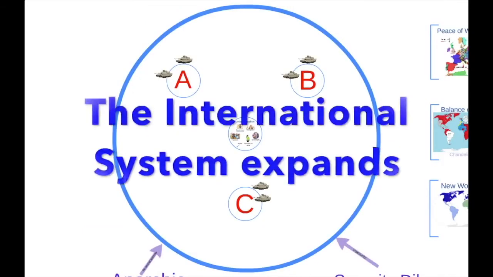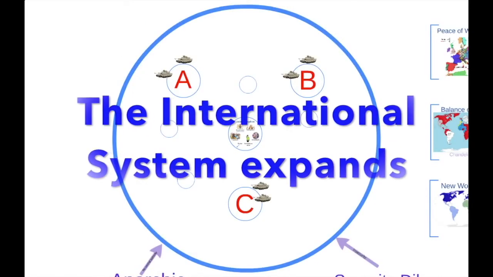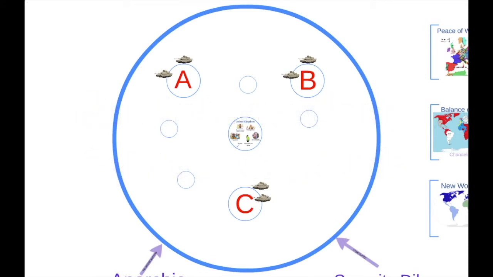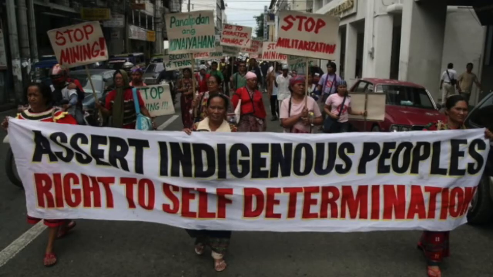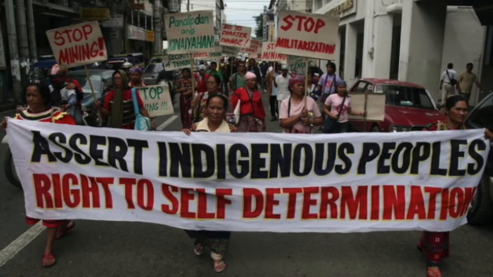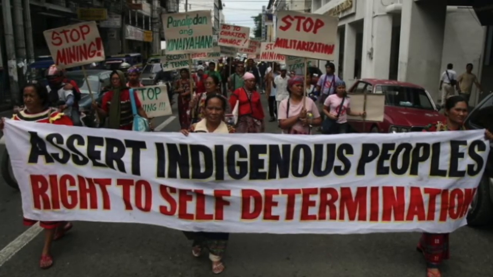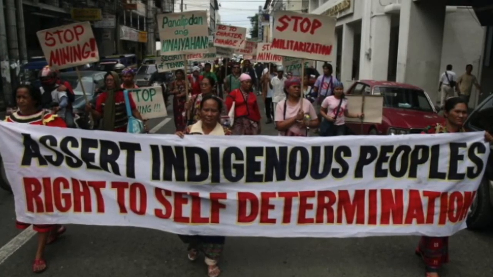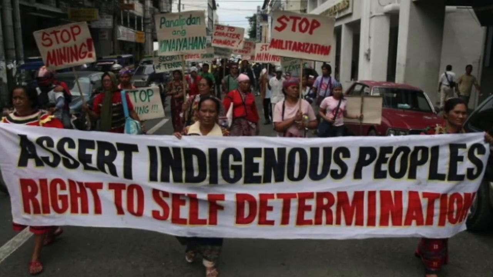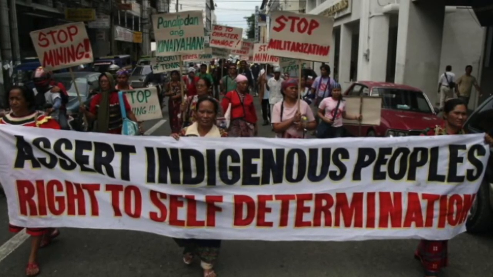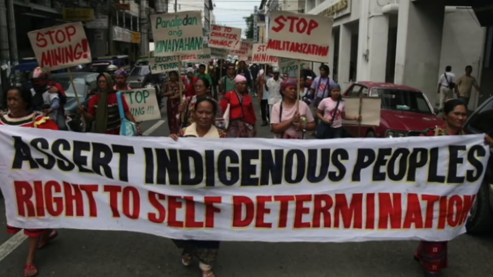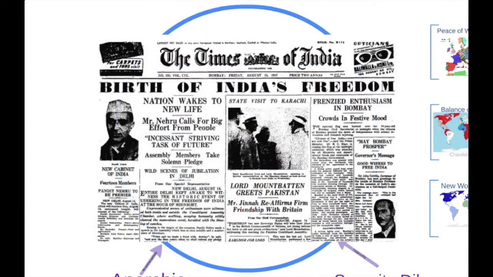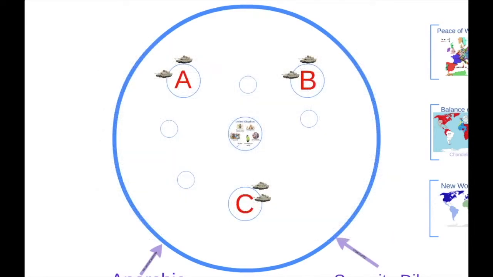The international system expanded again at the end of the Second World War. There was a notion that people of national identities within the world had the right to self-determination, and that the bigger powers, like Great Britain and France, for example, should give up their colonial possessions and give states the right to independence. India is a good example of one of these, where a medium power became a player on the international stage.